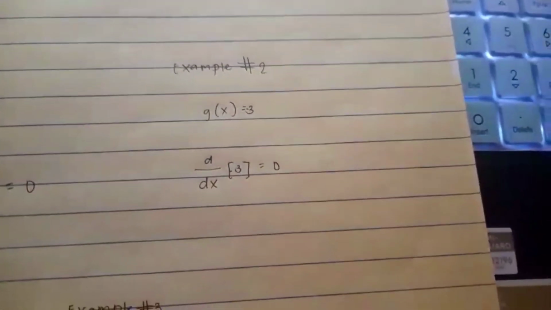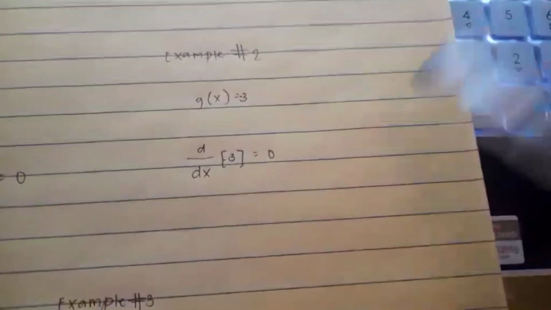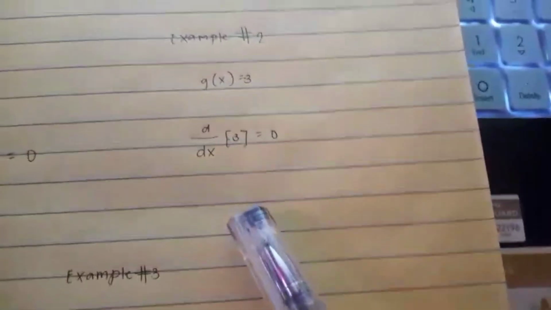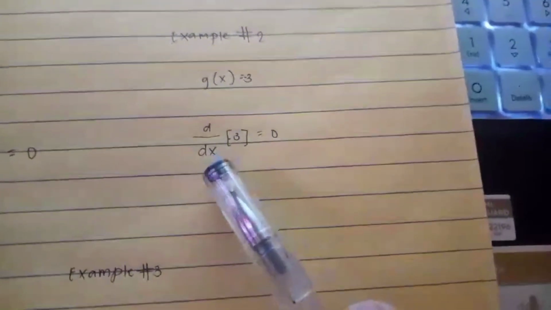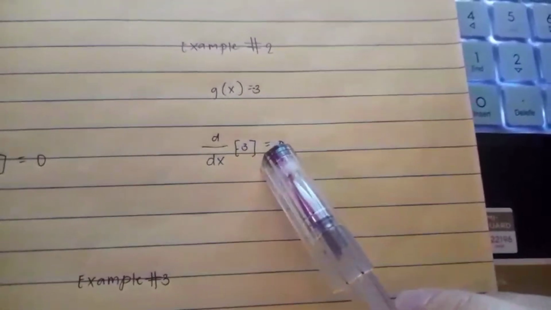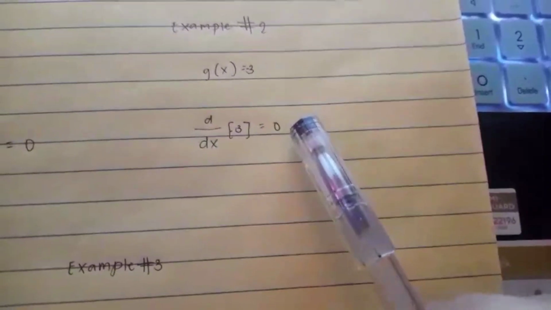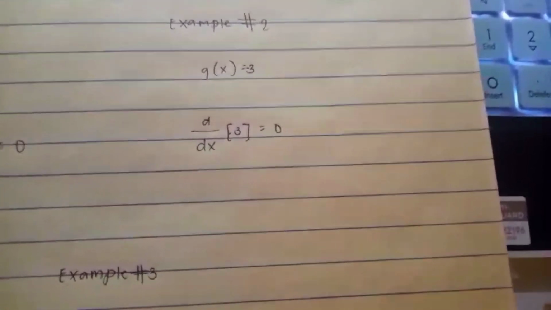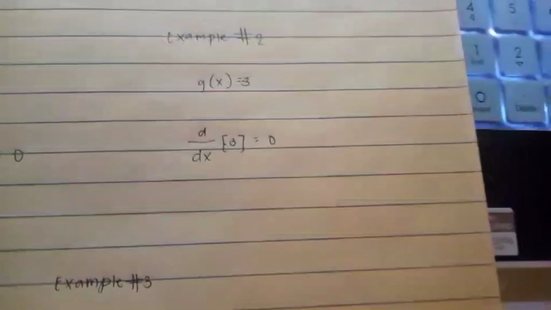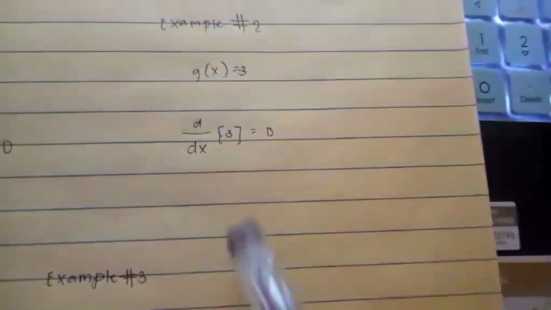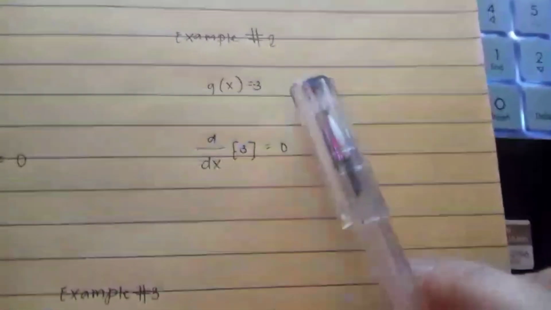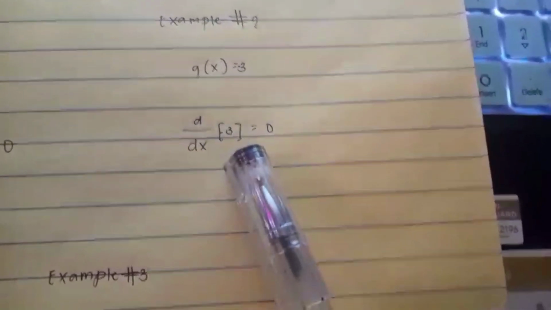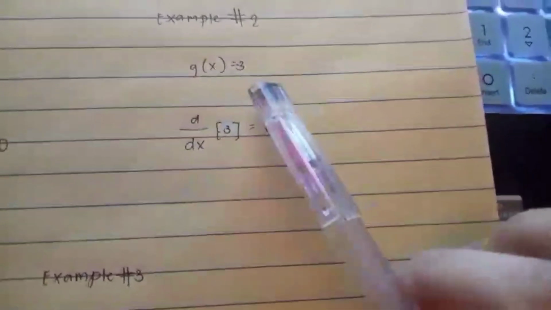So the rate of change is 0. Number 2. If we apply the constant rule, d over dx of negative 3 is 0. No matter what value of x we choose, since g of x equals negative 3, it will always remain the value of negative 3 since there is no change. The derivative is still 0.